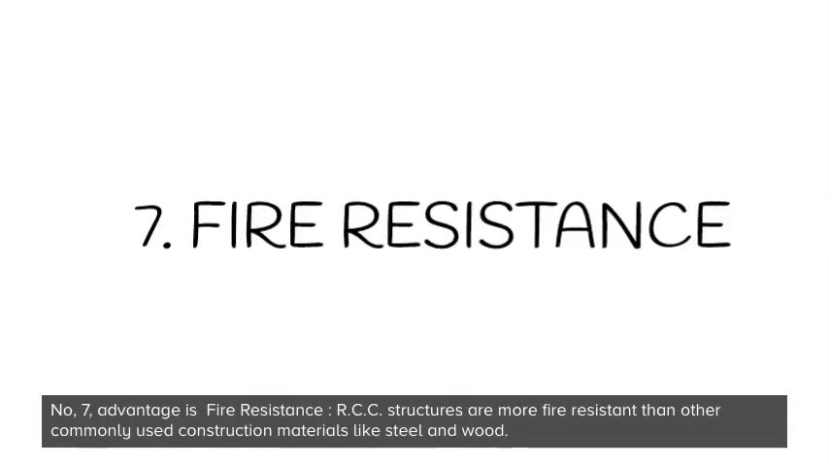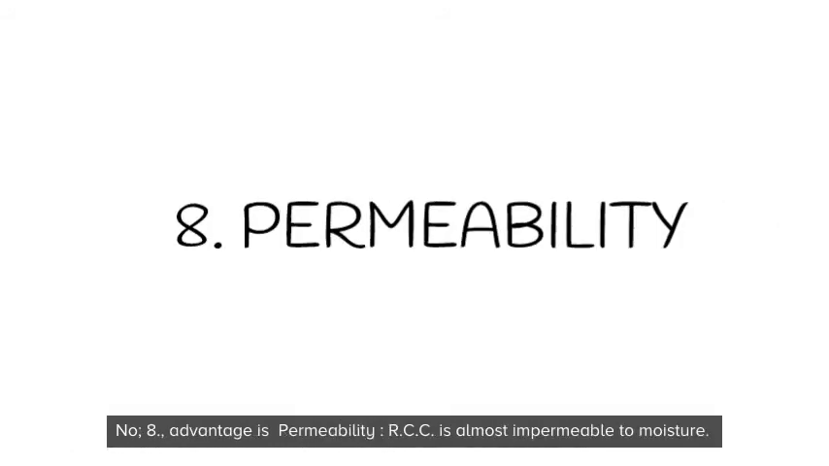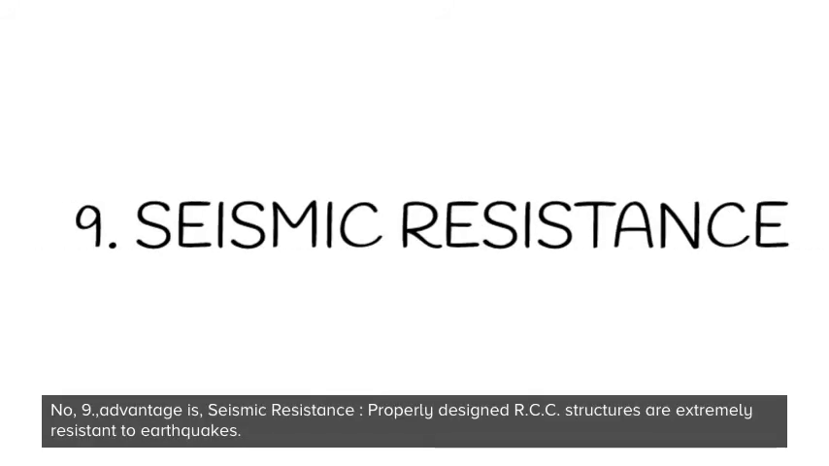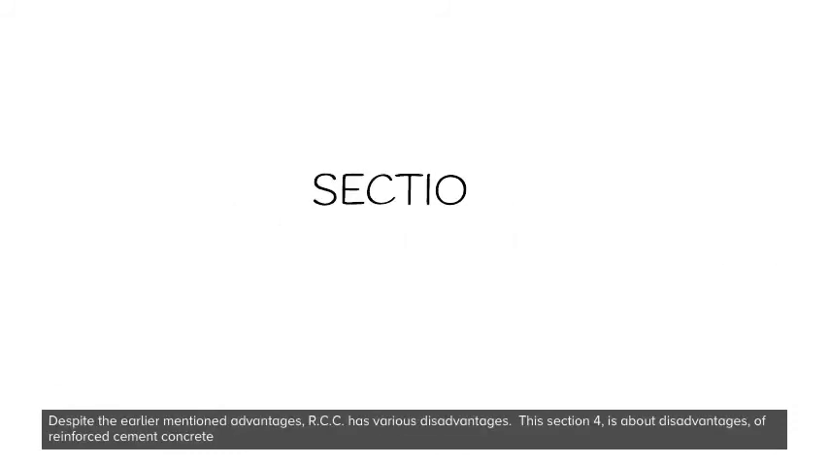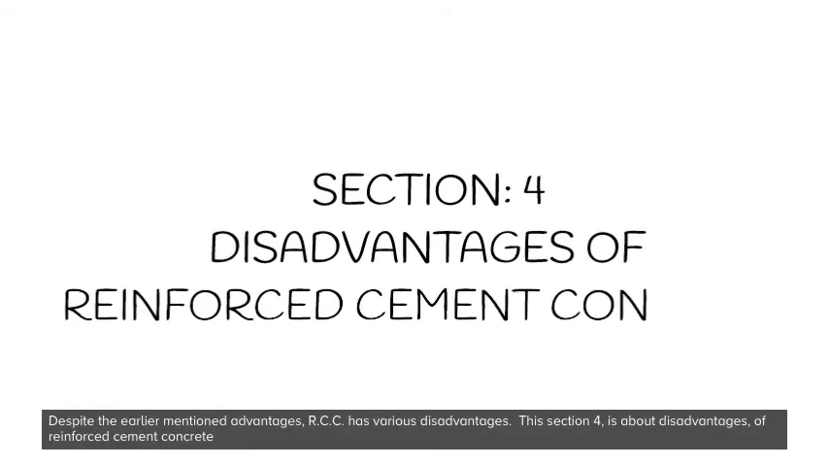Number 7 advantage is fire resistance. RCC structures are more fire-resistant than other commonly used construction materials like steel and wood. Number 8 advantage is permeability. RCC is almost impermeable to moisture. Number 9 advantage is seismic resistance. Properly designed RCC structures are extremely resistant to earthquakes. Despite the earlier mentioned advantages, RCC has various disadvantages.